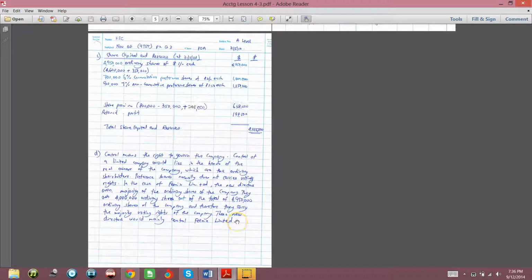Okay, so explain what is meant by control of a limited company and state where control lies in the case of Phoenix Limited. These kinds of things I have explained in part 1, so I don't need to read the question to you. You can read this theory question on your own.